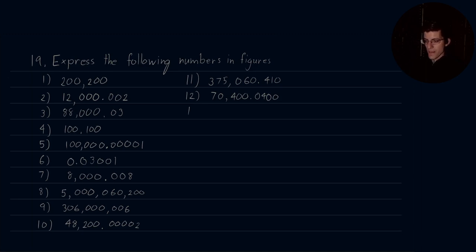Number 13. 60,050 and 69 ten thousandths. So remember, ten thousandths requires 4 decimals to the right of the decimal point, meaning that the two leading decimals are going to be zeros, and 69 ten thousandths. 60,050 and 69 ten thousandths. Number 14.